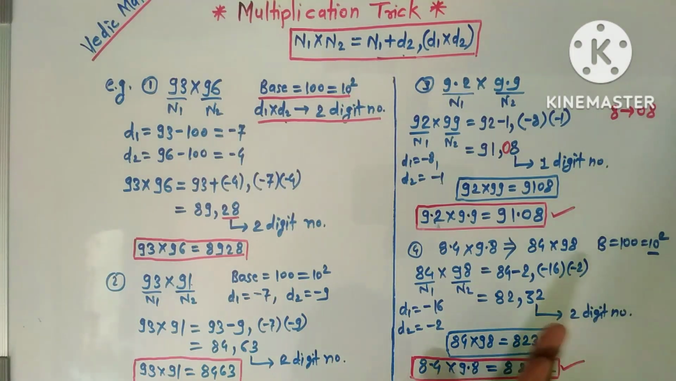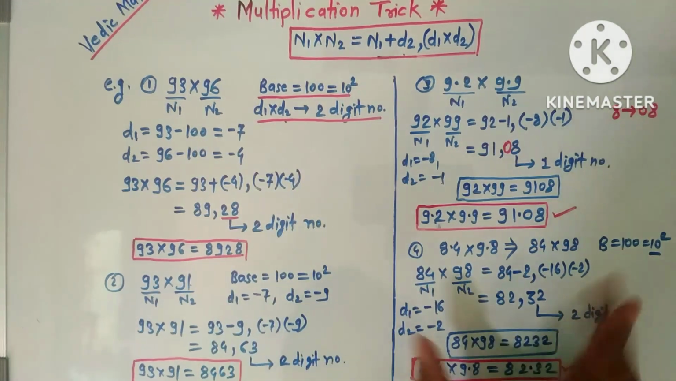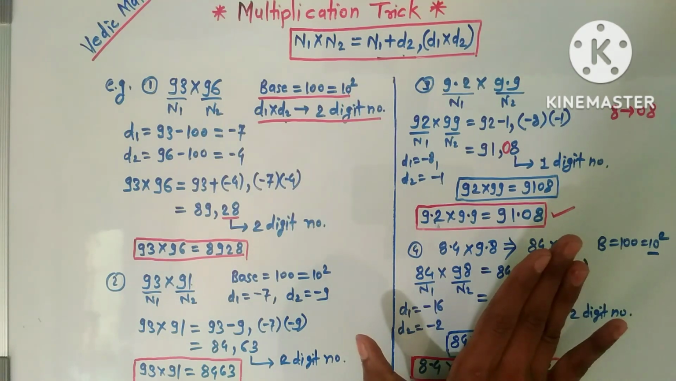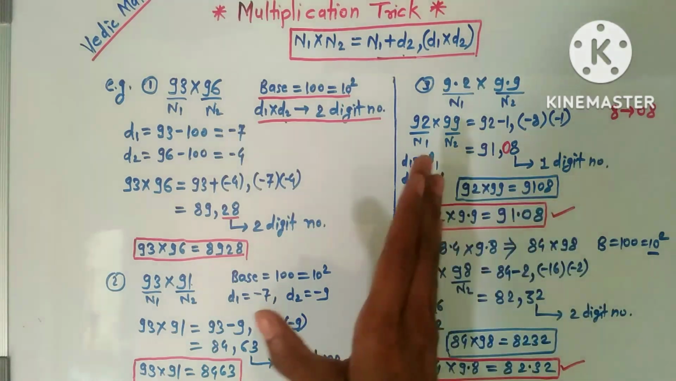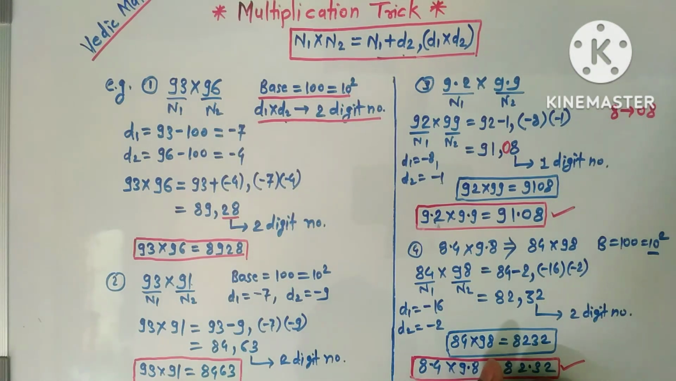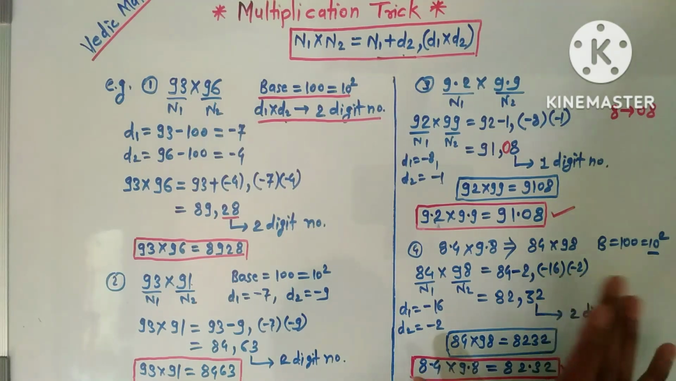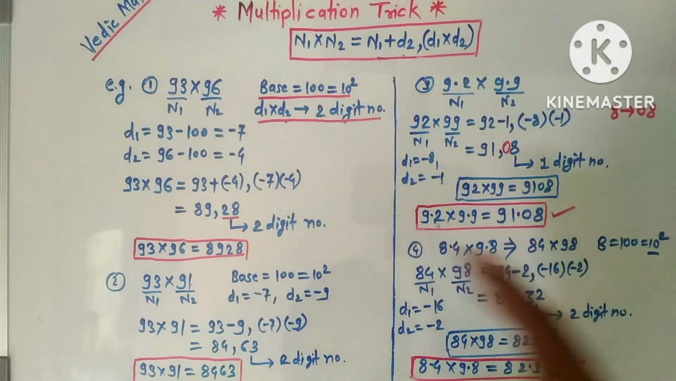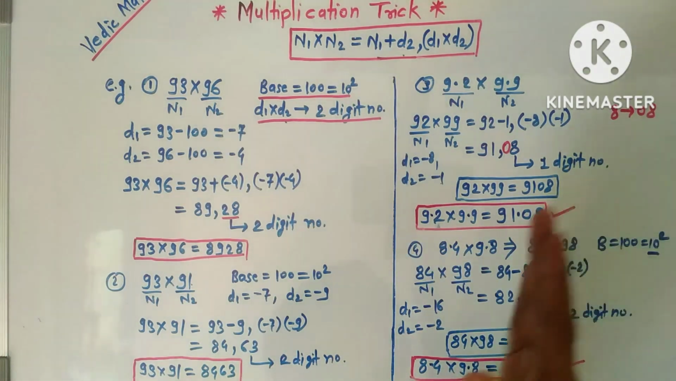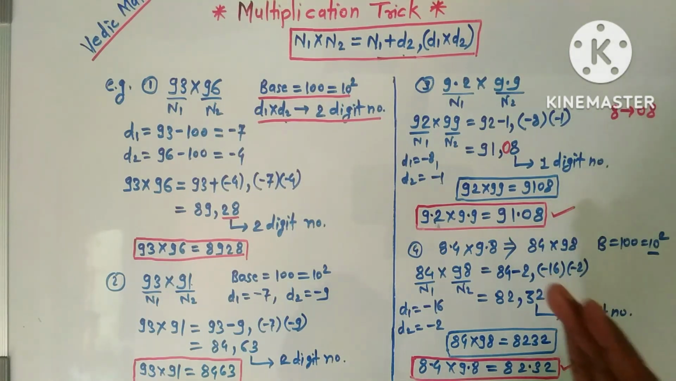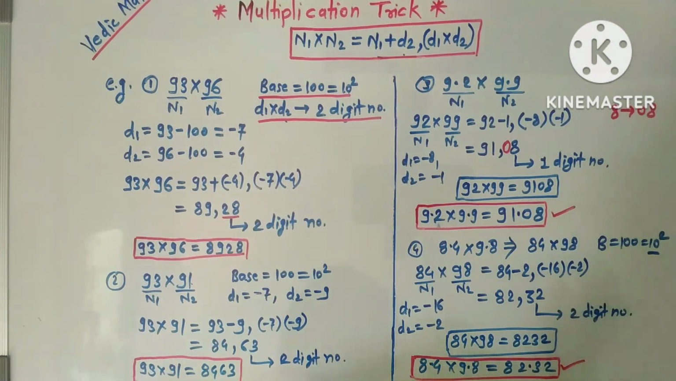So in this way you can directly find the product of numbers which are near to 100, and all these examples are based on numbers which are below 100. Now we will see how to find the product of numbers which are above 100. They are near to 100 but now they are above 100. So we will see how to solve these.